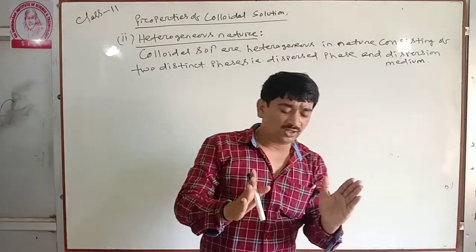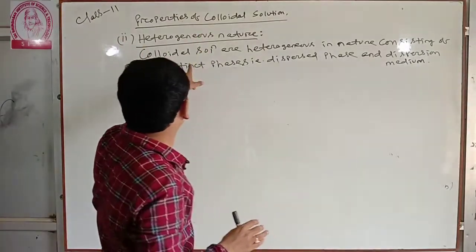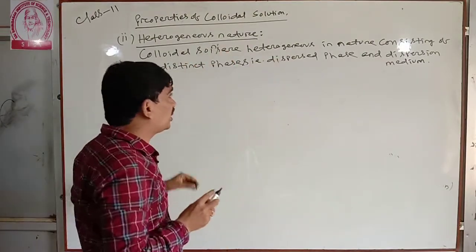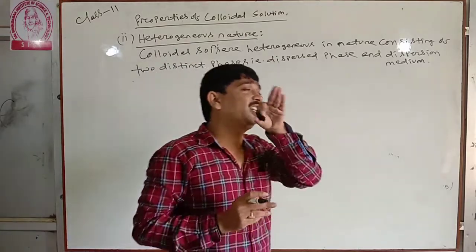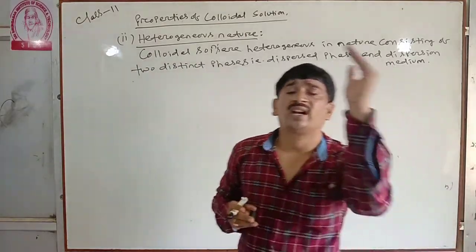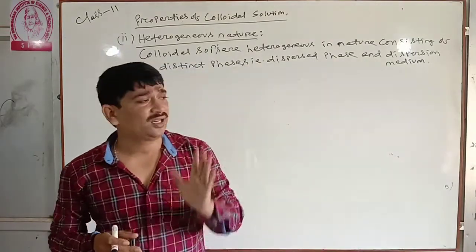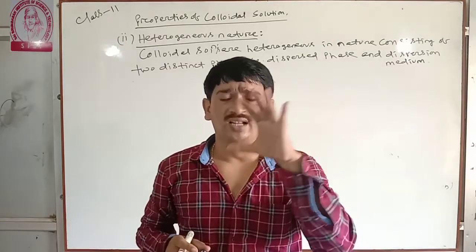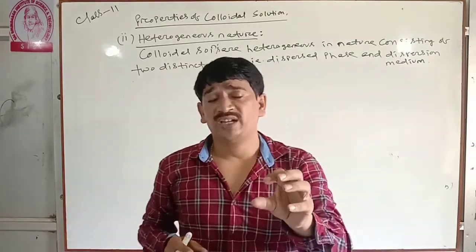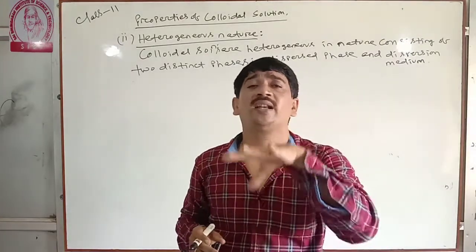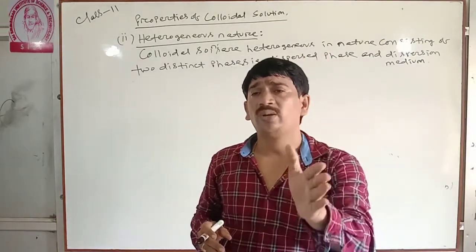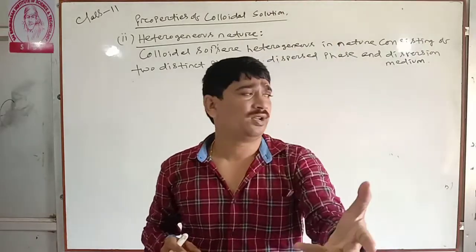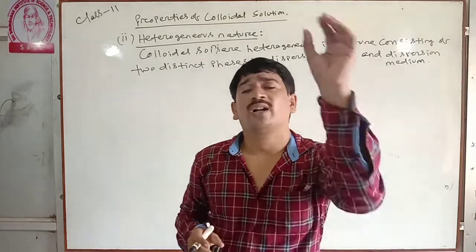Simple. Colloidal solutions are heterogeneous in nature, since they consist of two distinct phases. One is dispersed phase, second is dispersion medium. Heterogeneous means the mixture does not have uniform composition and identical properties throughout. That is called a heterogeneous mixture or heterogeneous solution.